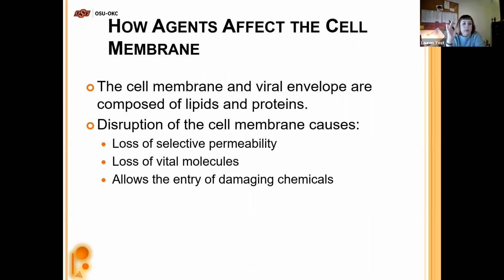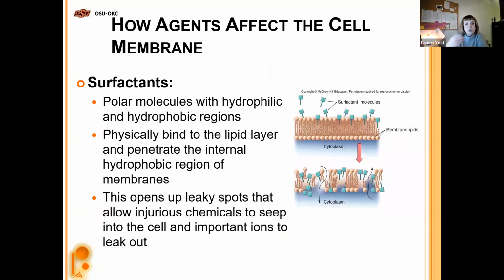That'll be affected as well. We have disruption of the cell membrane to cause loss of selective permeability. So we can't control what goes across anymore. Loss of vital molecules. We're losing things that we need to keep in the cell to the outside, and then it allows the entry of damaging chemicals that we can introduce.